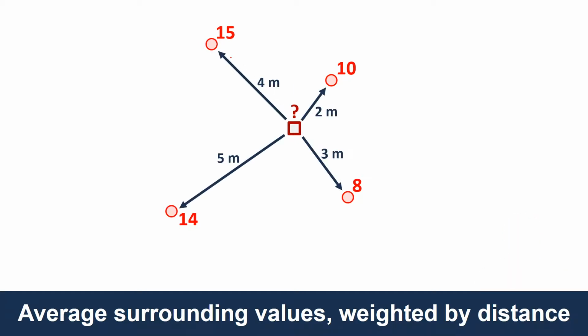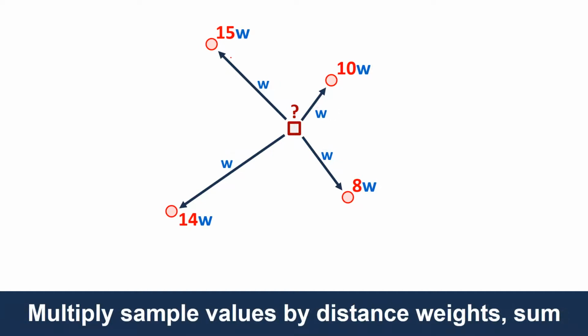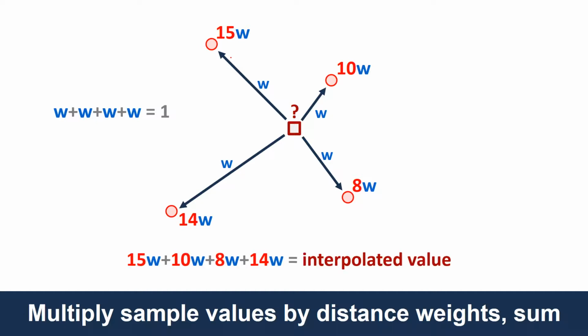So we measure the distances from the point that we want to estimate to the other sample points, and then we're going to convert those distances into weights. Now it's important to point out here that the weights have to add up to 1. If the weights added up to more than 1, then we would end up overestimating our calculated value for our location. And if they add up to less, then we're going to underestimate our calculated value. So then we multiply each sample point value by the weight that it has based on its distance, and that will give us the interpolated value.